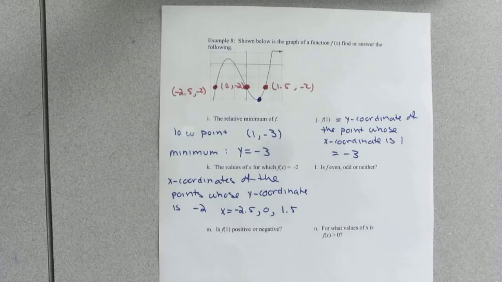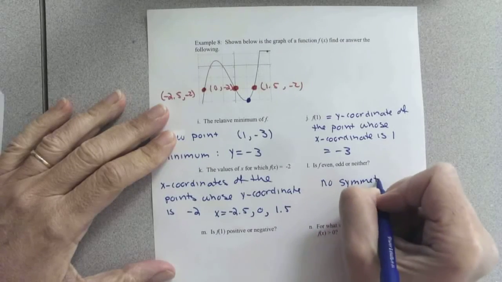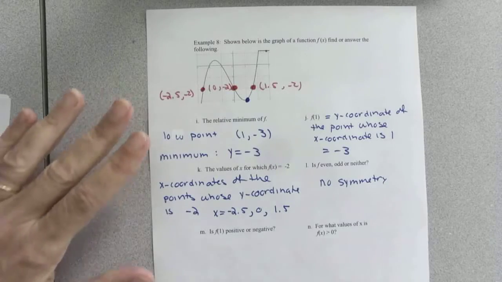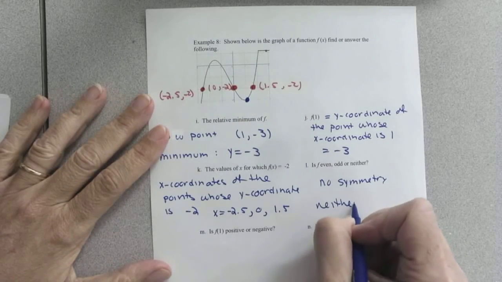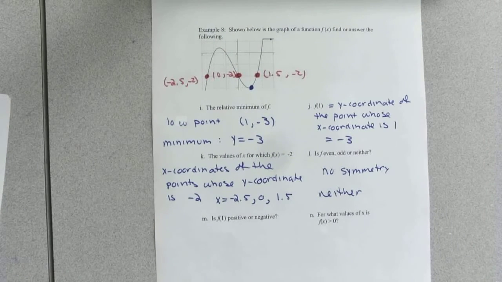Is f even, odd, or neither? That's the same thing as saying, talk about the symmetry. When we ask about even, odd, or neither, what we're doing in this class is saying, talk about the symmetry. Look at the picture, talk about the symmetry. And this has no symmetry. Doesn't fold across the y-axis, doesn't fold across the x-axis. It certainly doesn't have that double flip from the first quadrant to the third quadrant. No symmetry, so neither.